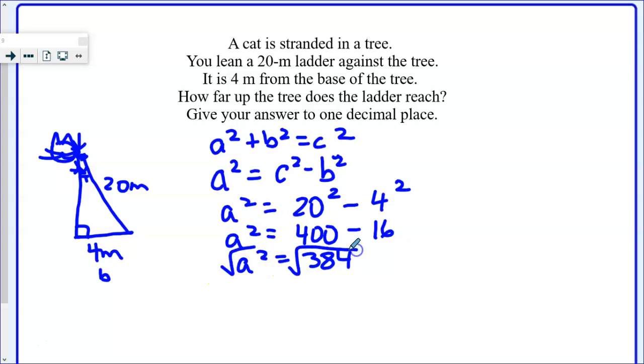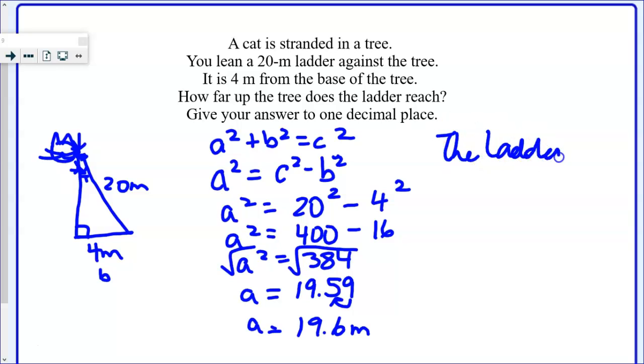Square root. Side A is going to equal 19.59. I'm going to put 2 decimal places down here again just to remind you. It said to 1 decimal place. This is a 9, so this will change to round to 19.6 meters. And because it's a word problem, it warrants a sentence answer. So it says, how far up the tree does the ladder reach? The ladder reaches 19.6 meters up the tree.